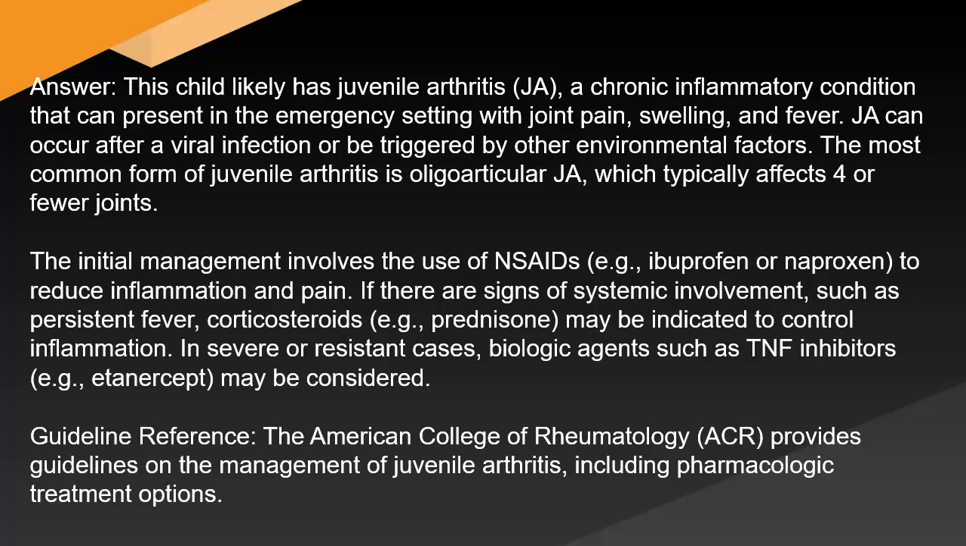JA can occur after viral infection or be triggered by other environmental factors. The most common form of juvenile arthritis is oligoarticular JA, which typically affects 4 or fewer joints. The initial management involves the use of NSAIDs, e.g., ibuprofen or naproxen, to reduce inflammation and pain. If there are signs of systemic involvement, such as persistent fever, corticosteroids, e.g., prednisone, may be indicated to control inflammation. In severe or resistant cases, biologic agents such as TNF inhibitors, e.g., etanercept, may be considered. Guideline reference: The American College of Rheumatology (ACR) provides guidelines on the management of juvenile arthritis, including pharmacologic treatment options.